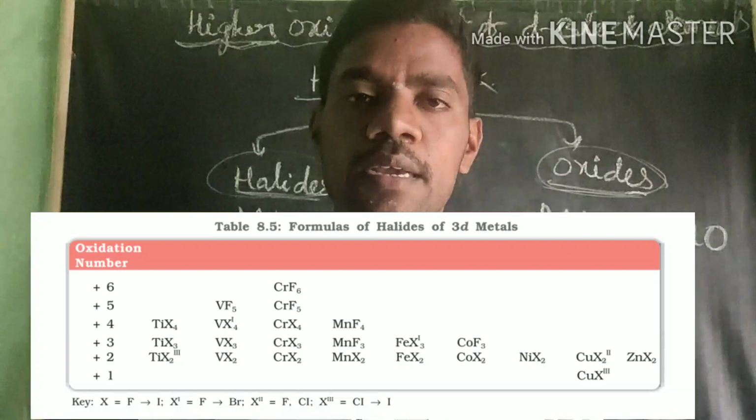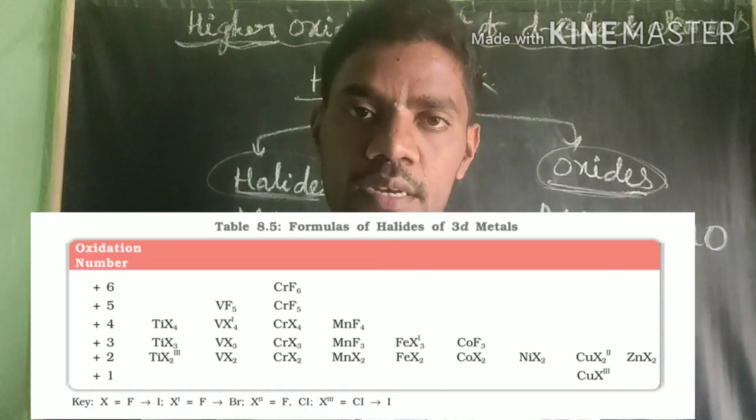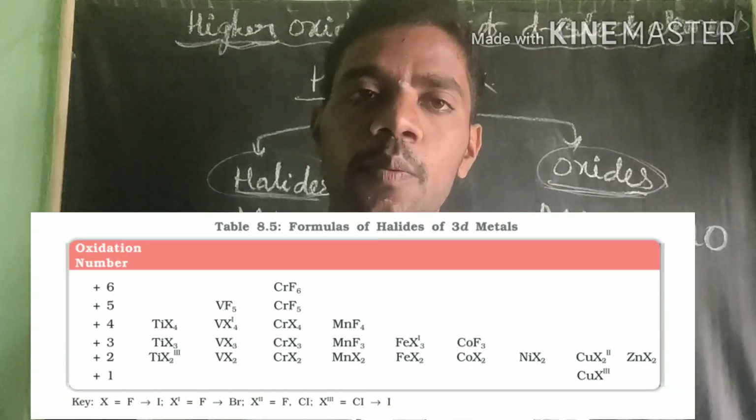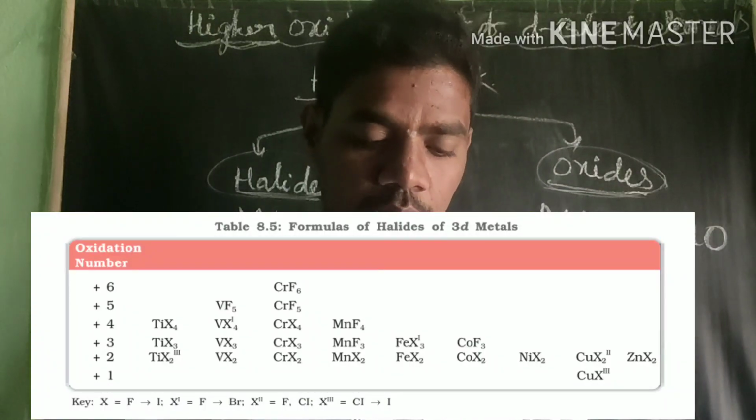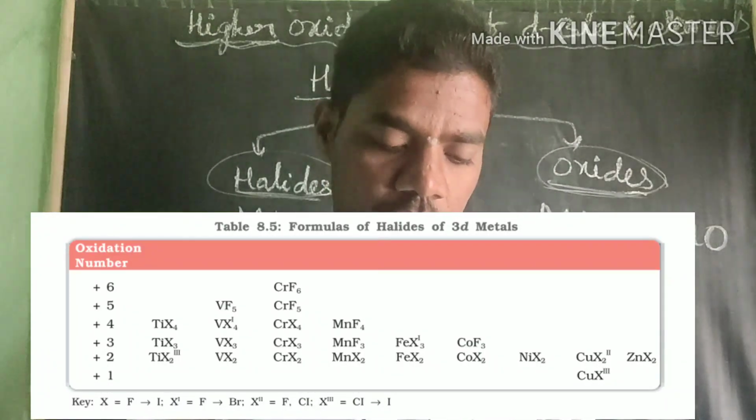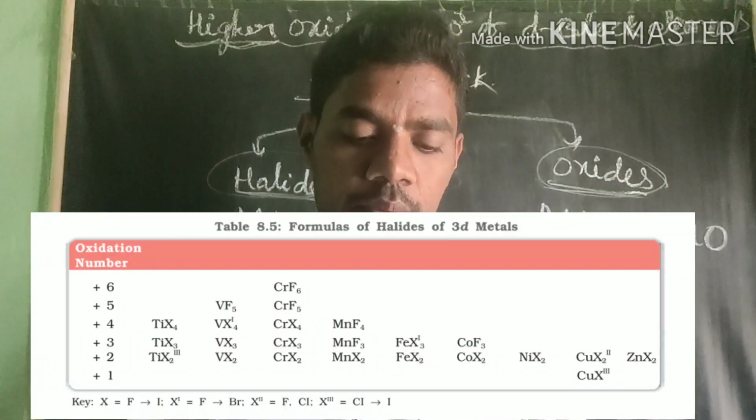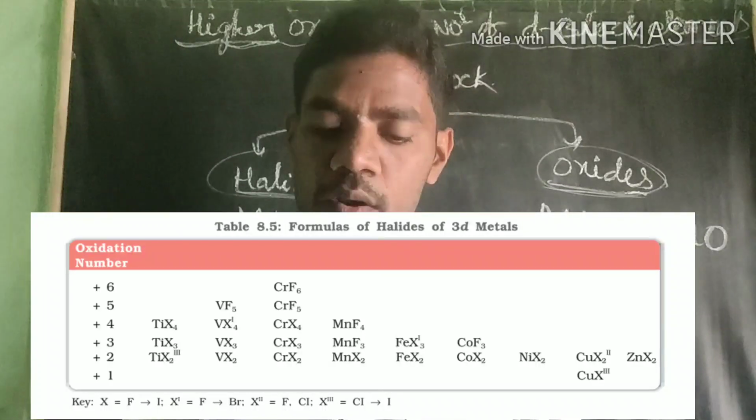Therefore, the common oxidation state of these D block elements is +2. They exist in and form the +2 oxidation state. For +3, you see titanium, vanadium, chromium, manganese, iron and cobalt.